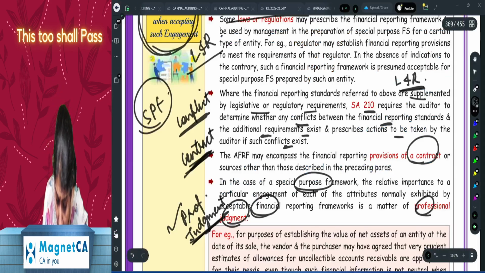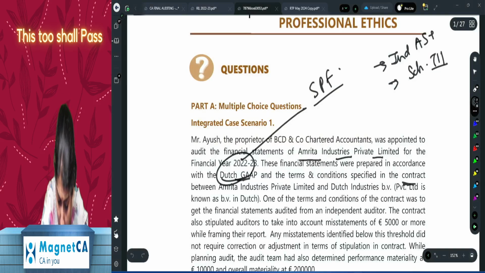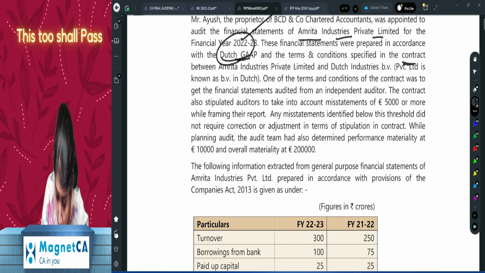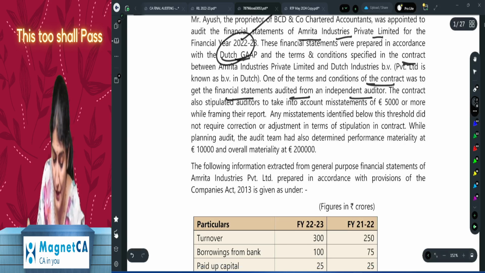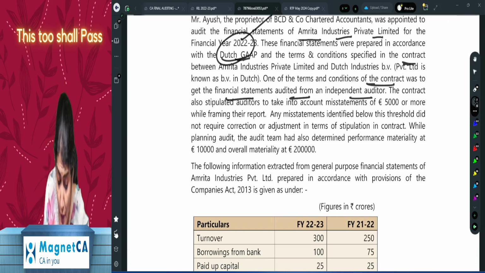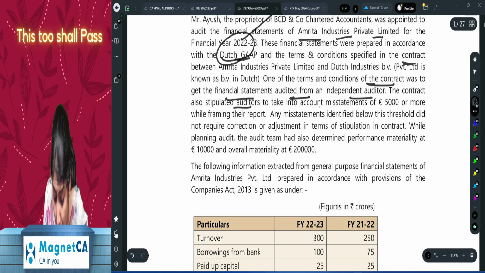Okay, right. So let's look at a question in the RTP May 24. One of the terms and conditions of the contract was to get the financial statements audited from an independent auditor. The contract also stipulated that the auditor take into account misstatements of 5,000 euros or more while framing their opinion.